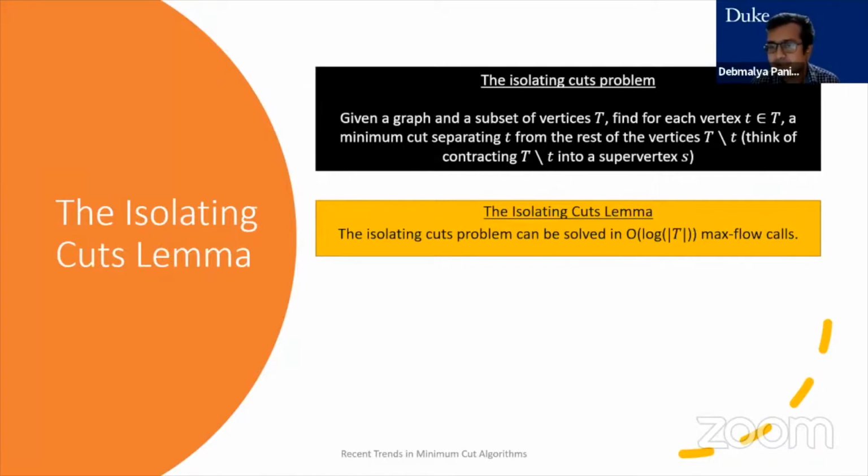It's asking for capital T number of cuts, the size of the set capital T. And we saw that this problem can be solved using log t calls to any max flow algorithm, which is maybe a little surprising in that it exponentially improves over the naive algorithm that requires t calls.